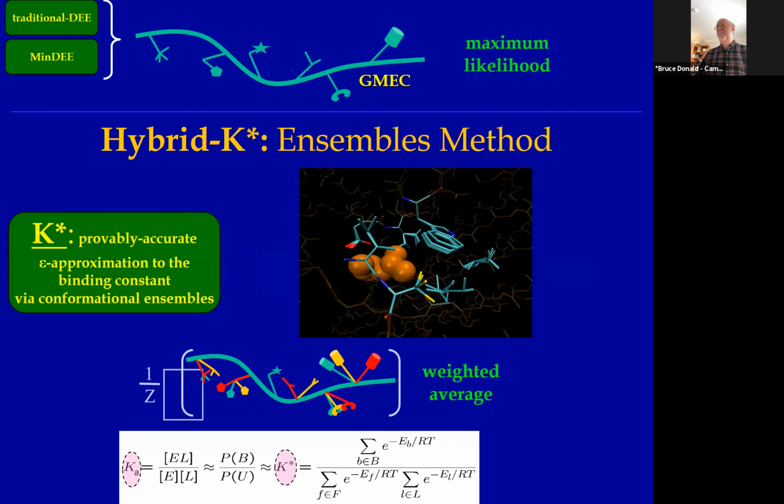Now, these techniques give you GMECs, either the minimized GMEC or the traditional GMEC, kind of like a maximum likelihood solution. But we'd like to do this business where we compute binding, right? That would be really wonderful if we could do that. So how would we do such a thing? Again, we want to compute something like the K-star score from these based on a weighted average of these conformations. That's sort of our key idea here.